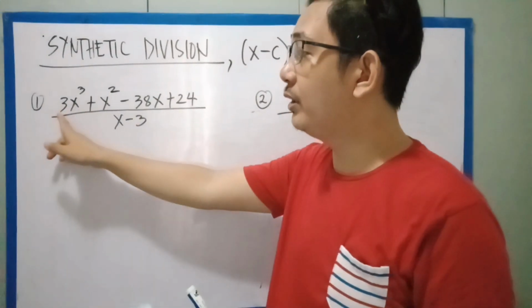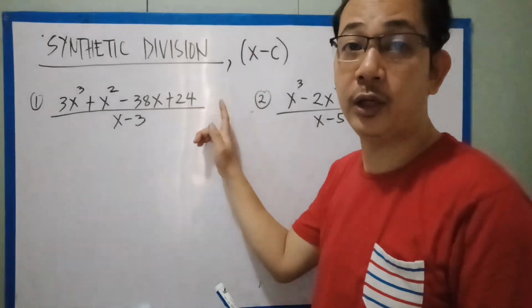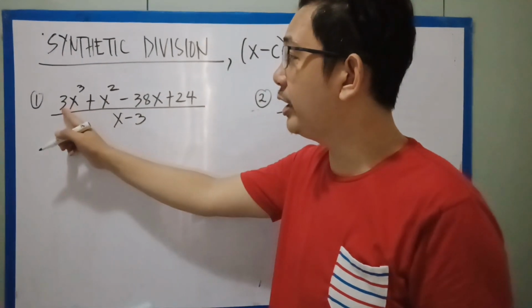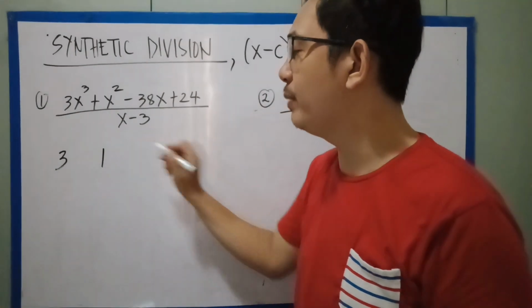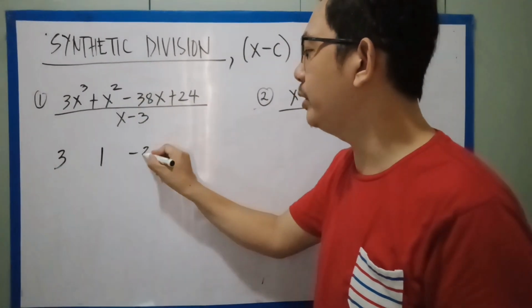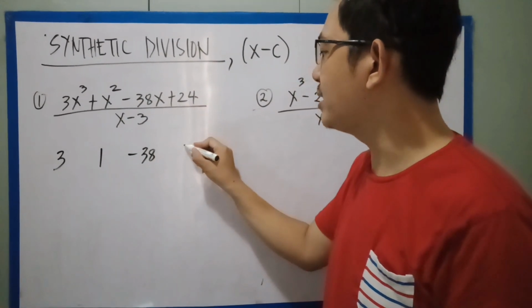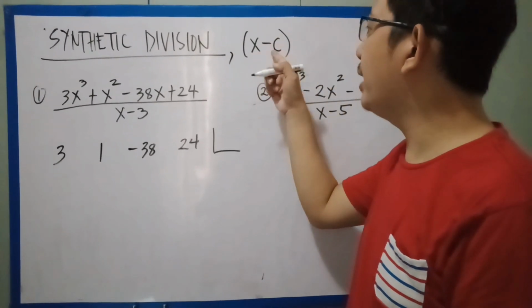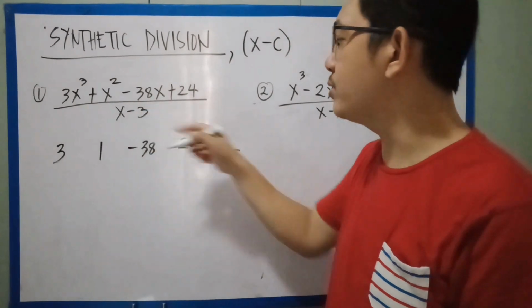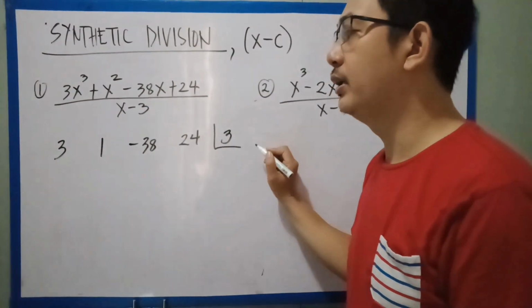We just simply look at the numerical coefficient of each of the term. So in this case, we have here 3x cubed is 3. X squared is 1 is the numerical coefficient. Then this is negative 38. Then this is positive 24. Okay, divided by x minus c, and this is negative 3. So therefore, this will become positive 3.